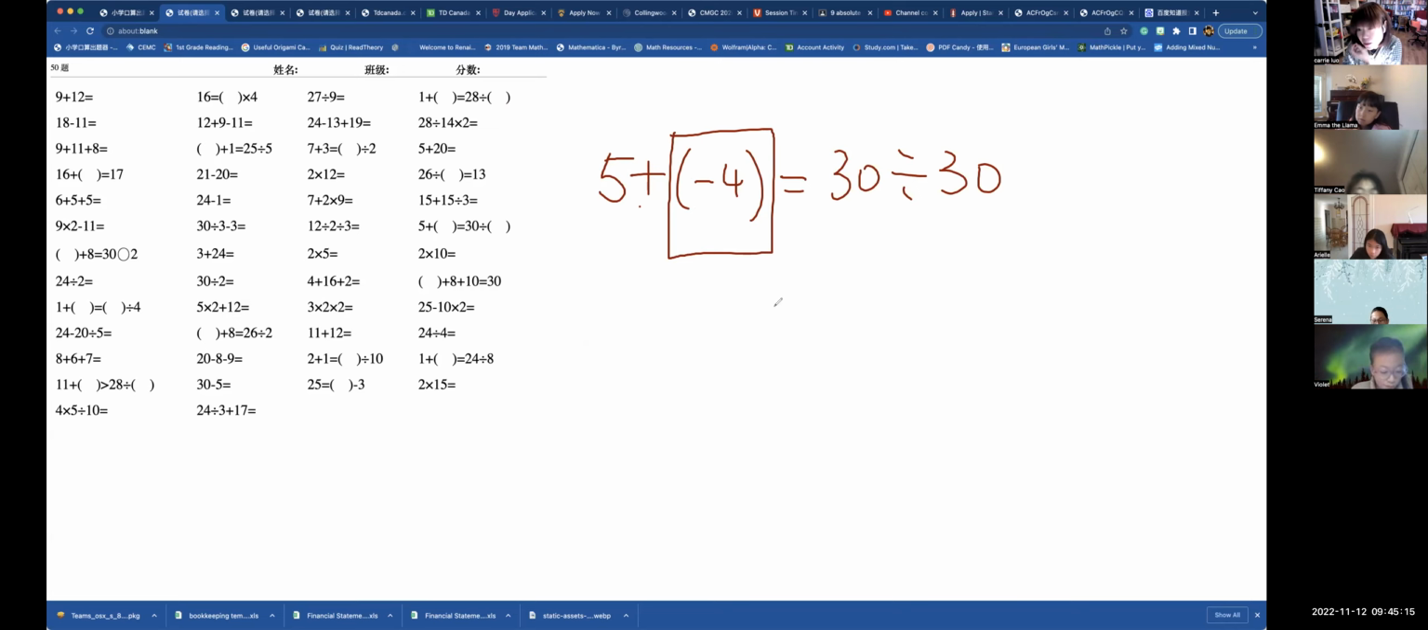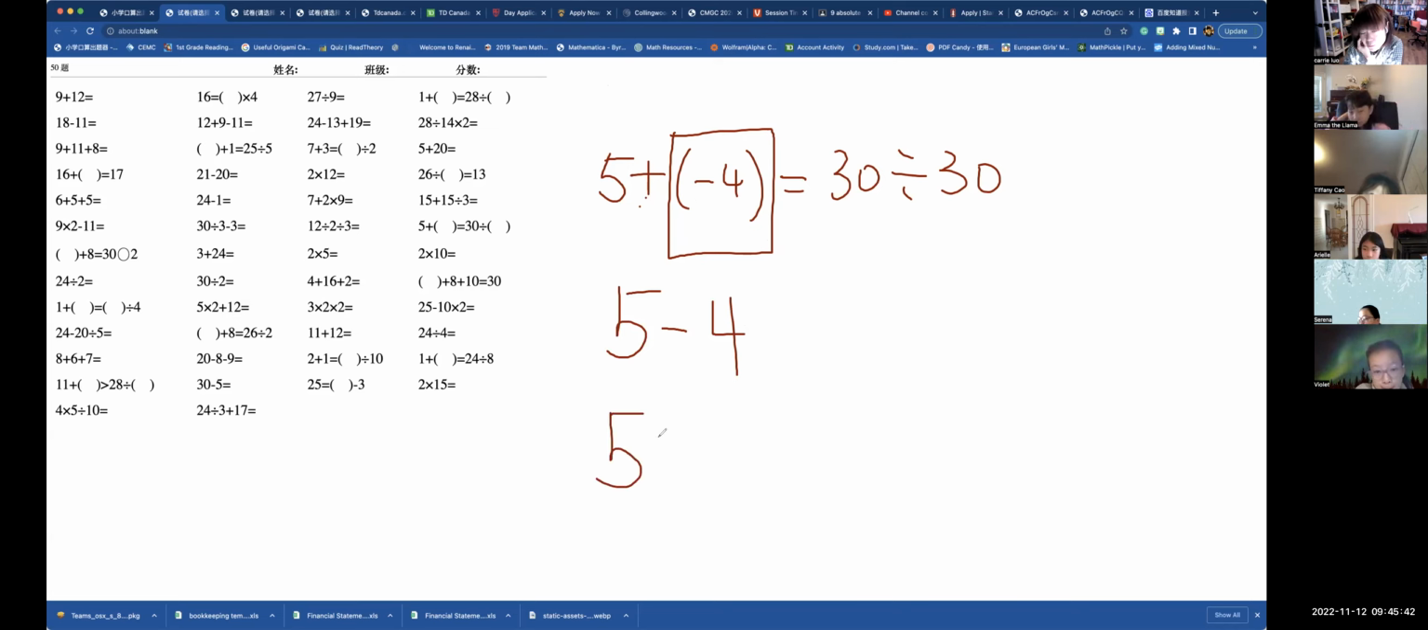Understand? It's not minus 4. It is considered as negative 4 for everybody. Okay, so this is very important. So it is actually 5 plus negative. So, Violet, 5 plus negative 4 equals what? 5 minus 4, because plus and minus meet together equals minus, right?